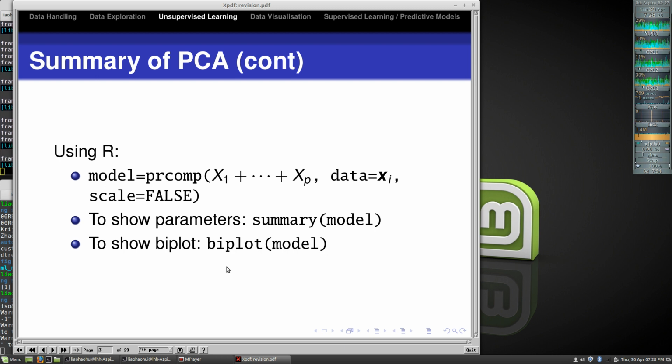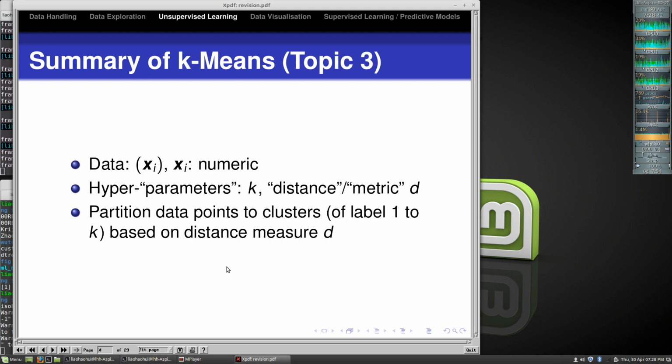So what kind of questions can come out? Nothing much, right? But most of the time, the eigenvalues or the biplot, this kind of questions.